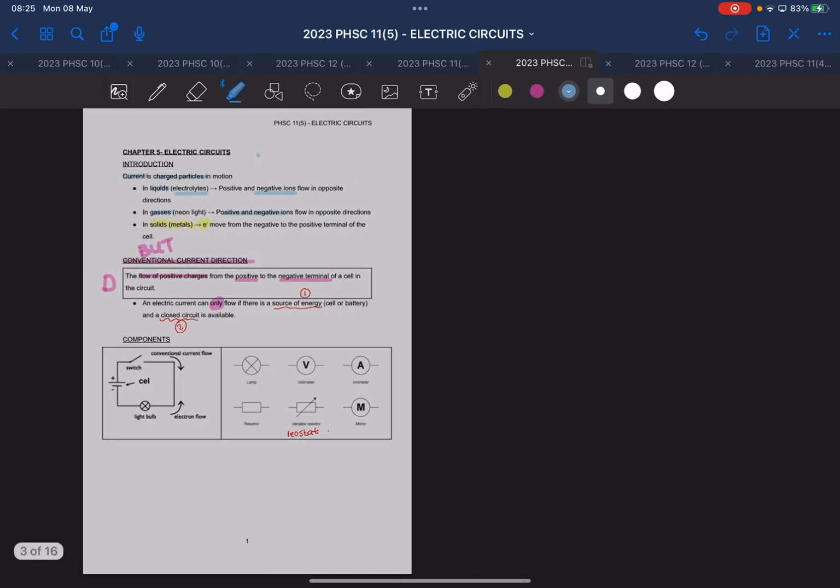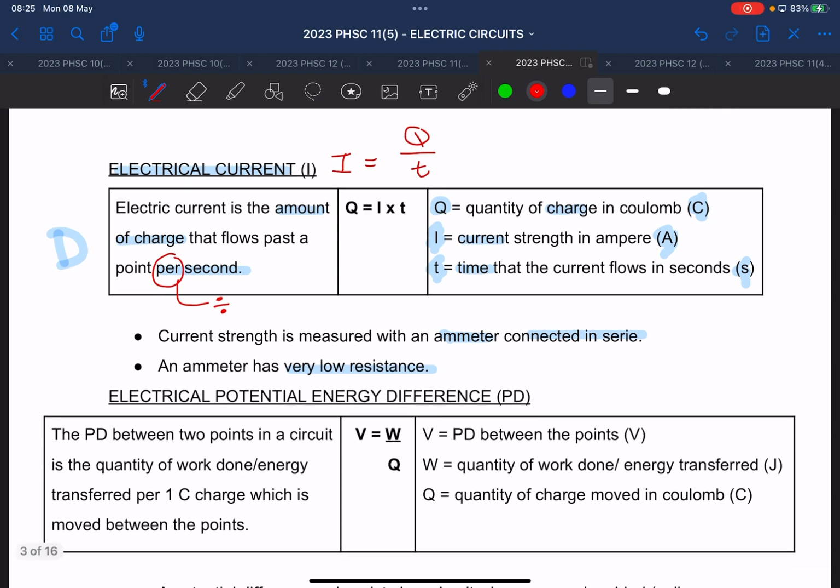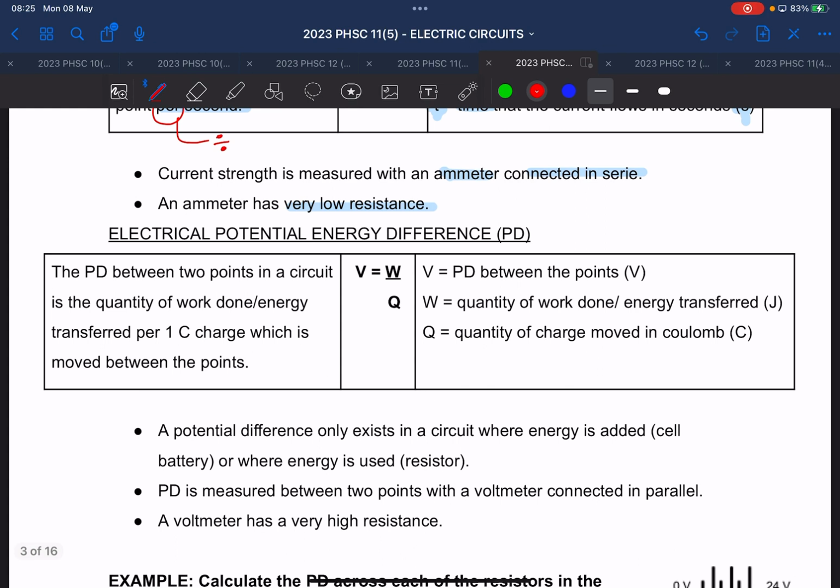Now I'm back in your notes. I think we're on page 2. I'm going to go through electrical current again. The symbol for that is capital I. That is the amount of charge, Q, that flows past a point per, means divide by, seconds, the time. So the current is the amount of charge per second. It's just that formula that is rearranged. This is all grade 10 work that I'm quickly revising.